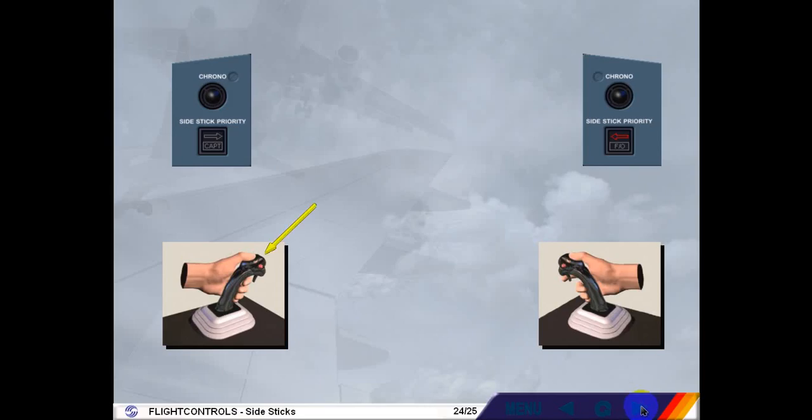To reactivate a permanently deactivated side stick, either pilot has to press his takeover push button momentarily. Notice that both side stick priority lights are extinguished.